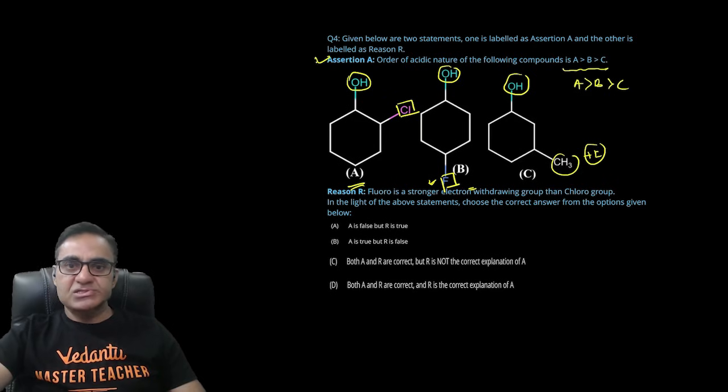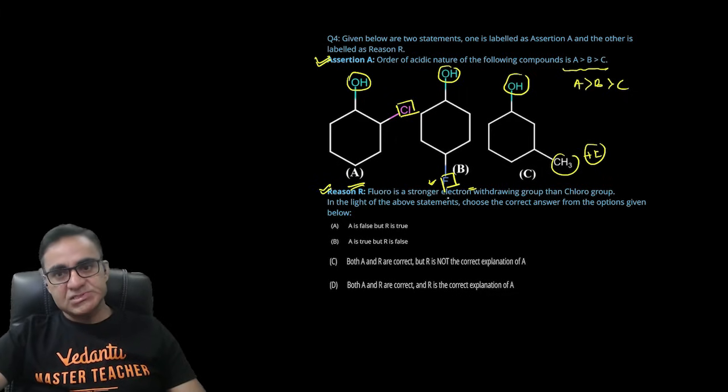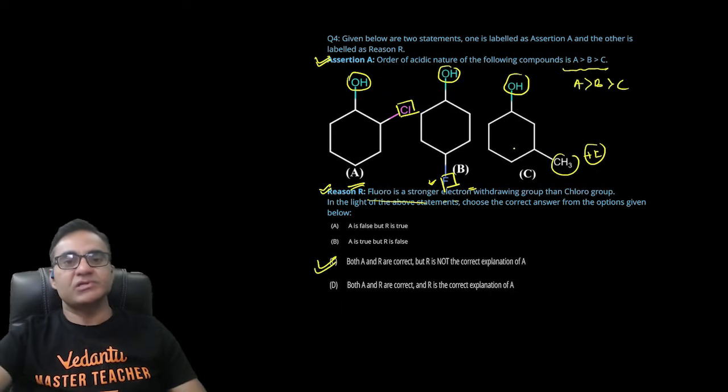So the assertion is a correct statement. Okay. Reason: fluoro is a stronger electron withdrawing group than chloro, that is true. In the light of the above statements, choose the correct answer from the options. See, this statement is correct. But this being stronger electronegative or stronger electron withdrawing, it is not going to increase the acidity because it is available at the fourth carbon. Therefore this cannot be the reason for the more acidic character of A than B. All right, so both statements are correct, but the reason is not a correct explanation of the assertion. So C is going to be the right answer.